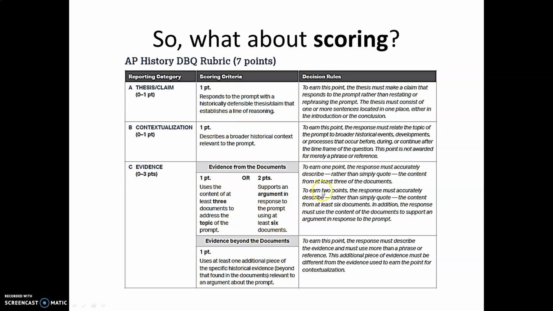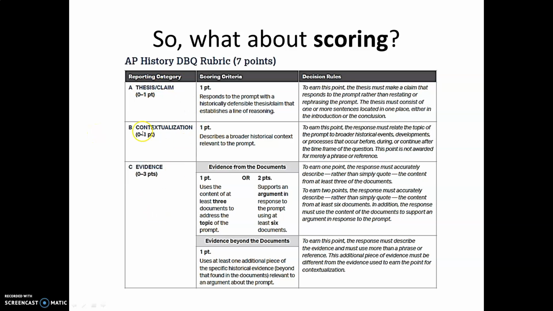So you need to have a thesis to get that second point. And then finally, evidence beyond the documents. Significant evidence that goes beyond the 7 documents relevant to the argument. So even though we don't necessarily have the other 2 points on the screen, you can earn up to 2 points for not having a thesis. So the most you can earn is 2 out of 7. You get that thesis, it opens up a whole new ballgame.